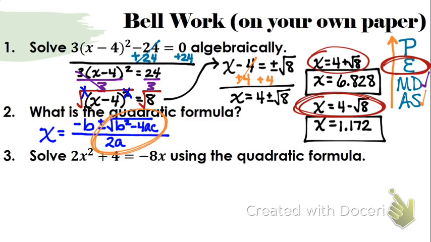This part of it over here, the reason that we're plussing and minusing is that's how far left and right we're going to go from the vertex to find those x-intercepts.